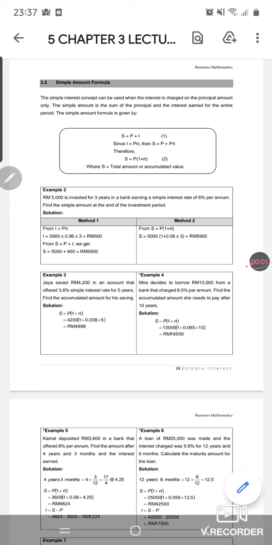Okay, so now we continue with simple amount formula. The simple interest concept can be used when the interest is charged on the principal amount only. The simple amount is the sum of the principal and the interest earned for the entire period. The simple amount formula is given by S equals to P plus I. Since I equals to PRT, then S equals to P plus PRT. Therefore, S equals to P(1 plus RT), where S equals to total amount or accumulated value.